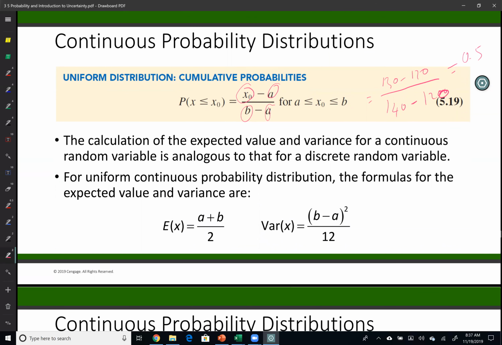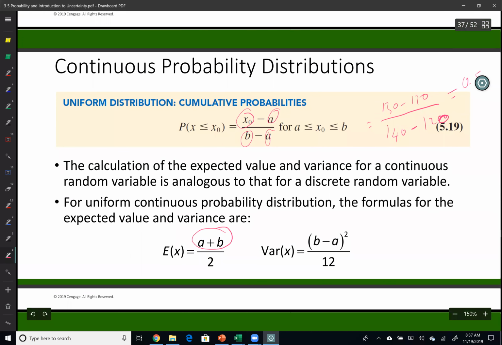So the expected value is you add the upper bound and lower bound together and divide by 2. For our example, this would have been 140 plus 120 divided by 2, which is 70 plus 60 is 130, right? That's the average. So on average, you expect this flight to be 130 minutes. And we could calculate the variance by this formula. I mean, I could go in details of how to come up with this formula, but I don't think as a business major, you have to know that.